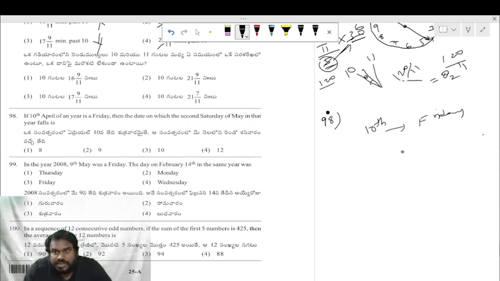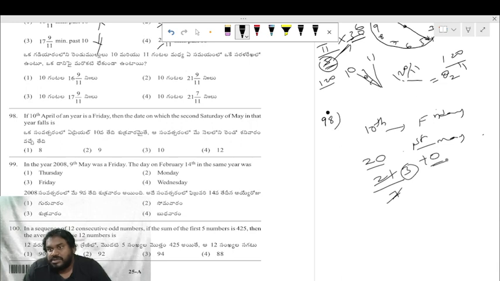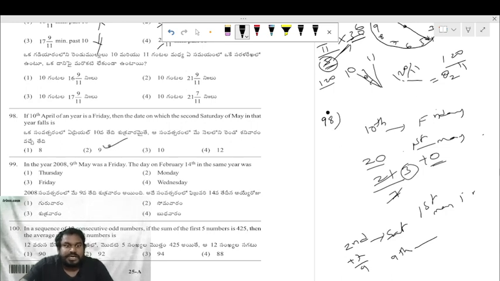From 10th April, in April 30 days will be there. 10th to April 30, there are 20 days. So for these 20 days, I'll add one for first of May, first May I'm considering. So for 21 days, 21 by 7, there is no remainder. Remainder is 0. So on first May, we'll get Friday only. If first May is Friday, second May is Saturday. If second May is Saturday, add 7. So 9th May is the second Saturday. Like that you have to calculate.